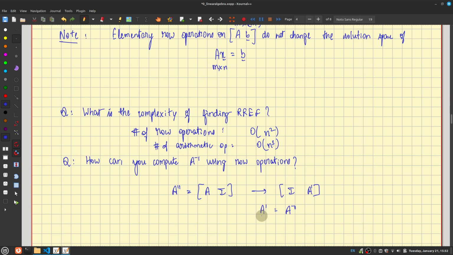Right. And hence, what is the computational complexity of finding the inverse of a matrix? Yeah, so the number of row operations required would be order n square. The number of arithmetic operations required would just be order n cube. So that's one computationally efficient way of finding the inverse of a matrix. Have you all seen this before? Hopefully, yes.